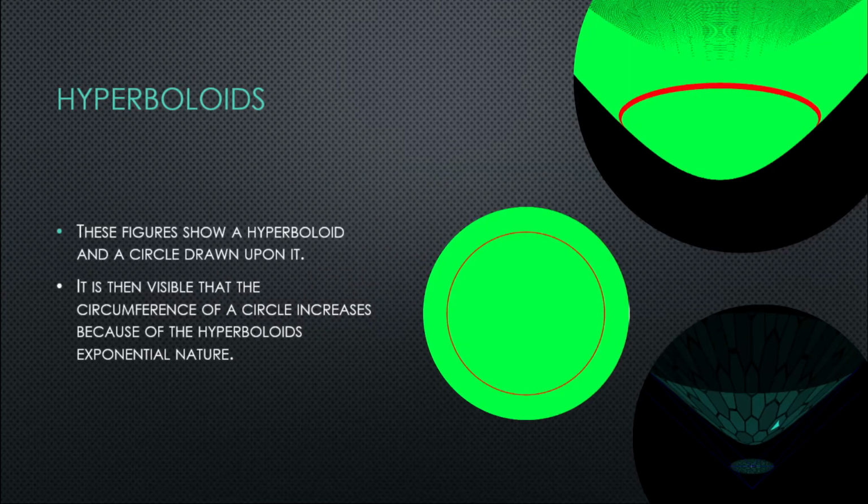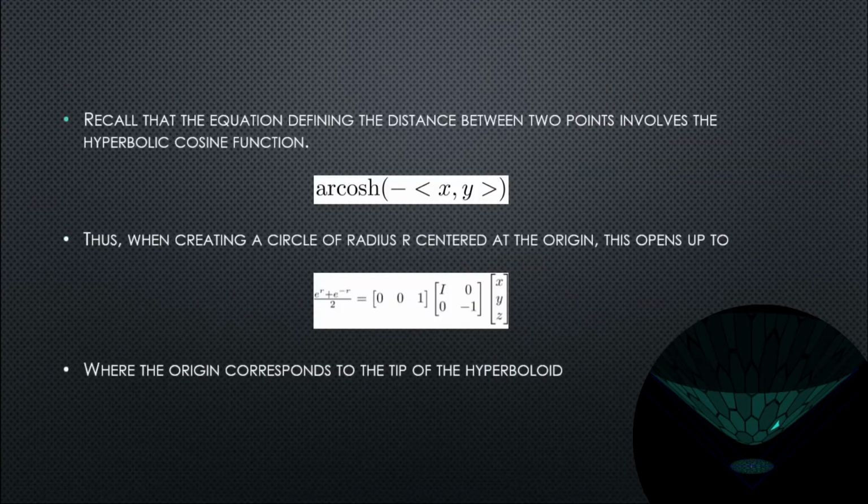The hyperboloid is the hyperbola in 3 dimensions. We can see its exponential nature in the top right figure, where as we move the red circle upwards on the hyperboloid, the radius will increase exponentially. Using the previously shown equation of arc length in hyperbolic space, we can mathematically prove this exponential nature.